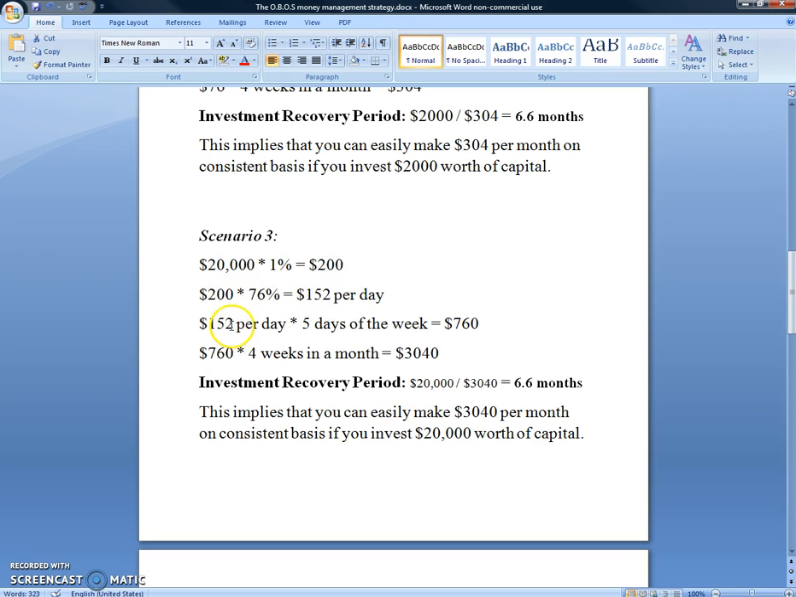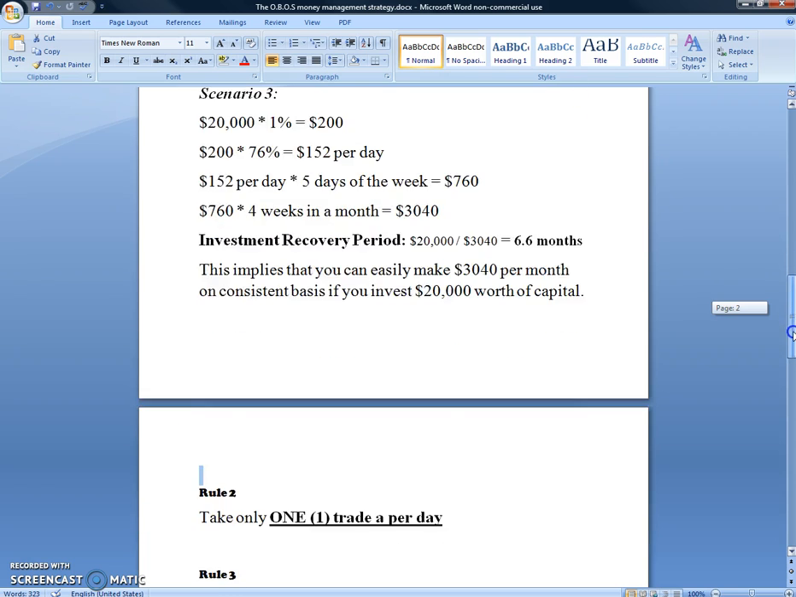If you are able to consistently maintain this, winning one trade per day for the next 5 days, you make yourself $760. And if you're able to do this consistently for a month, you make yourself $3,040. It's going to take you virtually the same 6.5 months to make a 100% return and get your $20,000 investment back. So this implies that you can easily make $3,040 per month on a consistent basis if you invest $20,000 worth of capital. So this is rule number 1: invest only 1% of capital per trade.